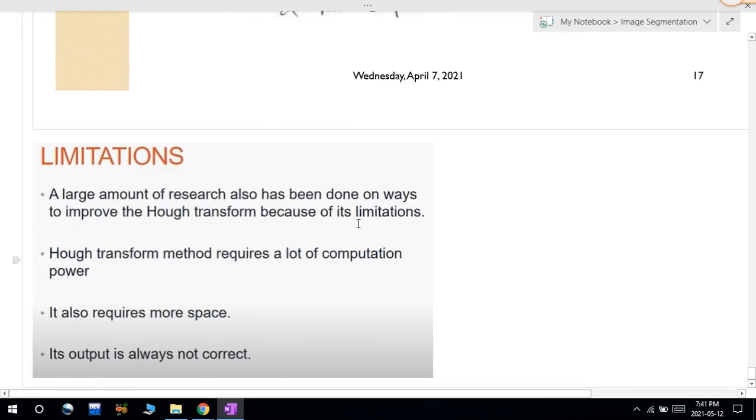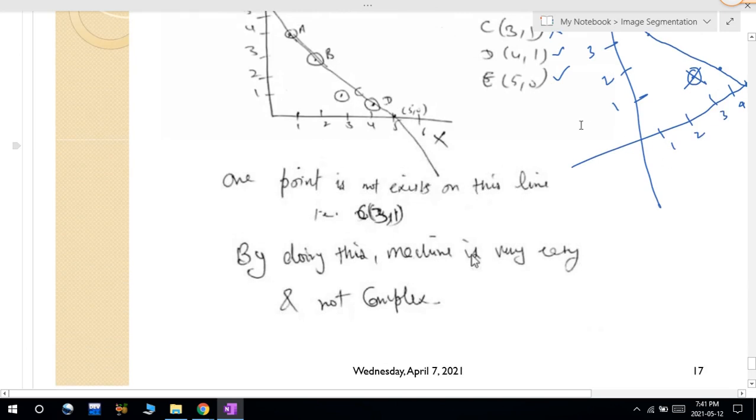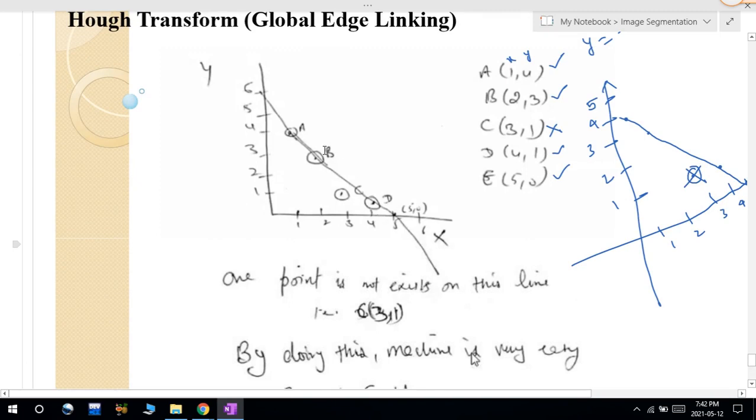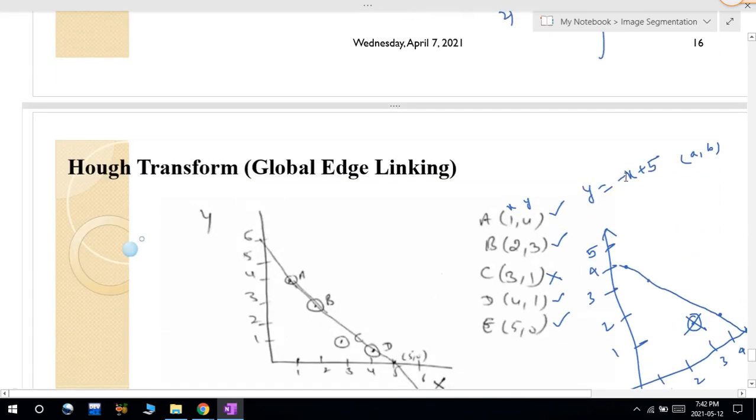What are the limitations of this Hough transform? A large amount of research has been done on ways to improve the Hough transform because of its limitations. The Hough transform method requires a lot of computation power, as we have just seen. It is easy for a human to join these lines after finding the edge points, but it is very difficult for the machine. So it has to follow this process. First those points should be converted into lines, then you have to find the intersection points, and later find the line equation.